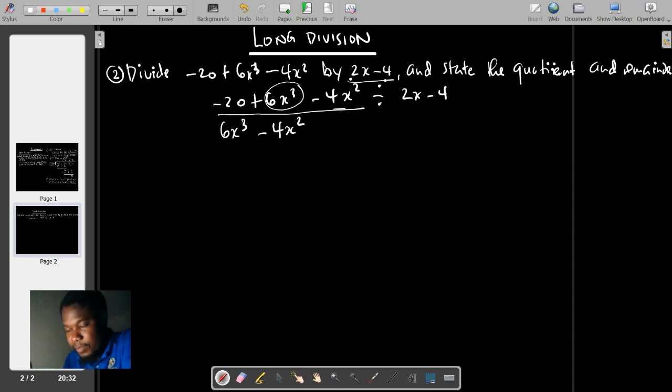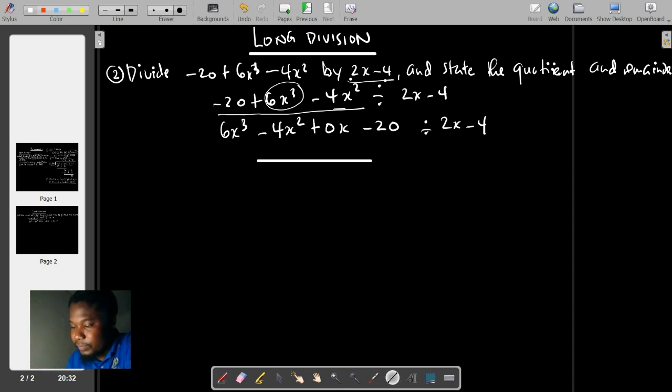Is there a missing term here? Actually there is, so we have to include that. We'll include a 0 term, 0x. Then we'll say minus 20. So we'll divide that by 2x minus 4. Can you see how this is happening? Always take note and make sure you write these things in descending order. Okay, so now let's divide.